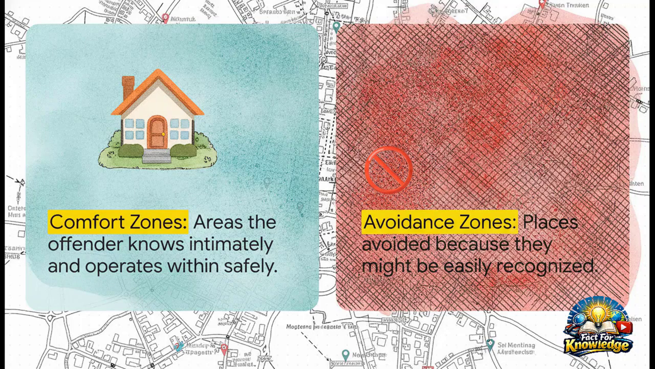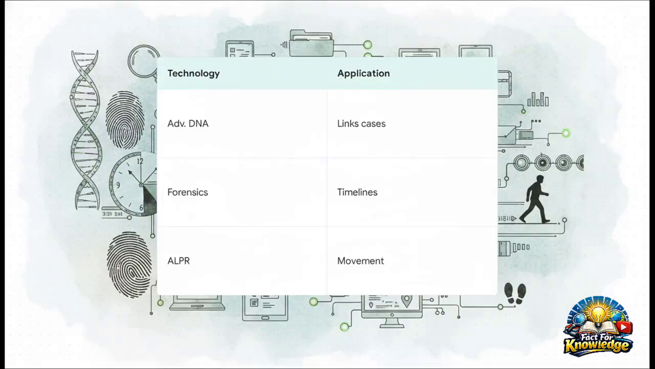their resources super effectively. Layer modern technology on top of that, and it's a total game changer. Advanced DNA analysis can now link cases separated by decades. Digital forensics can completely reconstruct a suspect's timeline using their devices. Plus, you have this vast network of security cameras and license plate readers tracking physical movements step by step. Each of these massive technological leaps drastically increases the chances of identifying an offender who, in the past, might have totally slipped through the cracks.